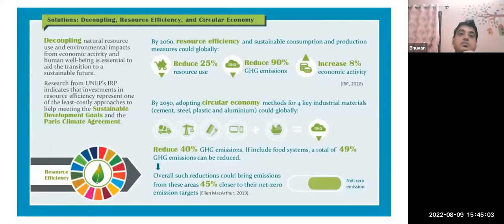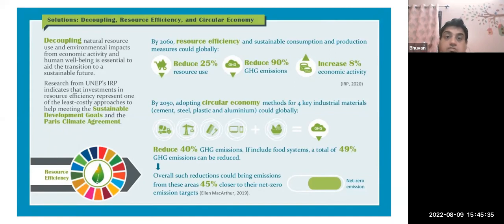Here are some of the solutions through which we can ensure decoupling, energy and resource efficiency, and circular economy. Decoupling basically means that natural resource use and environmental impacts must be separated from economic activity and human well-being. So basically we have to separate the environmental impacts from the economic activity. That is referred to as decoupling.